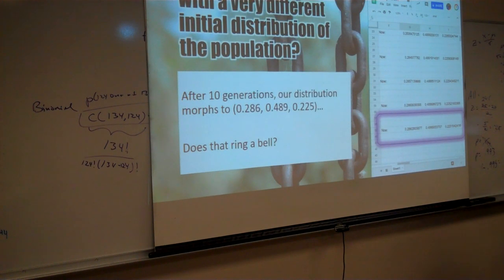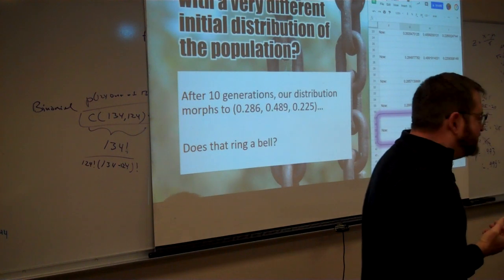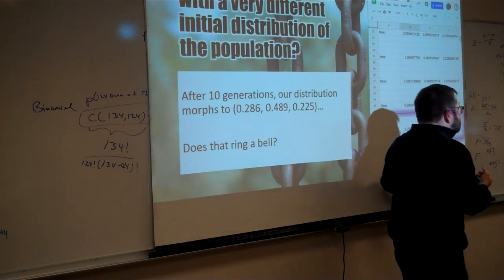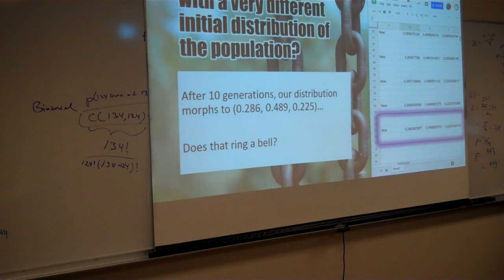I started with a very different distribution of the population, but over the course of 10 generations, it gravitated towards the same equilibrium. It didn't matter what I started with, if that's the transition matrix, it gravitates towards this solution and reaches the same equilibrium solution. In fact, no matter what numbers I put in there.